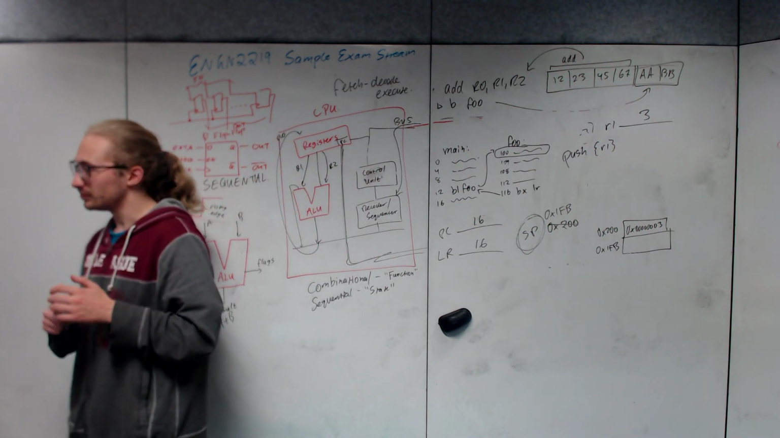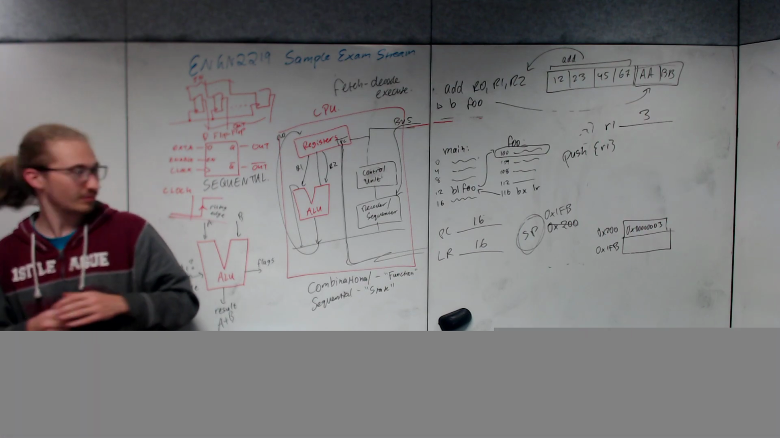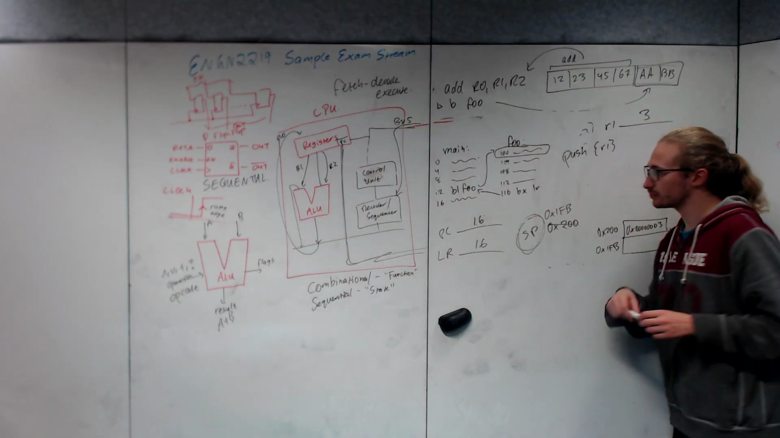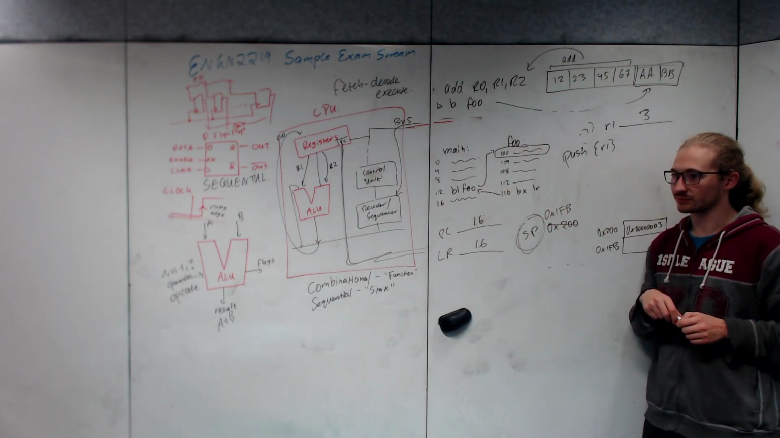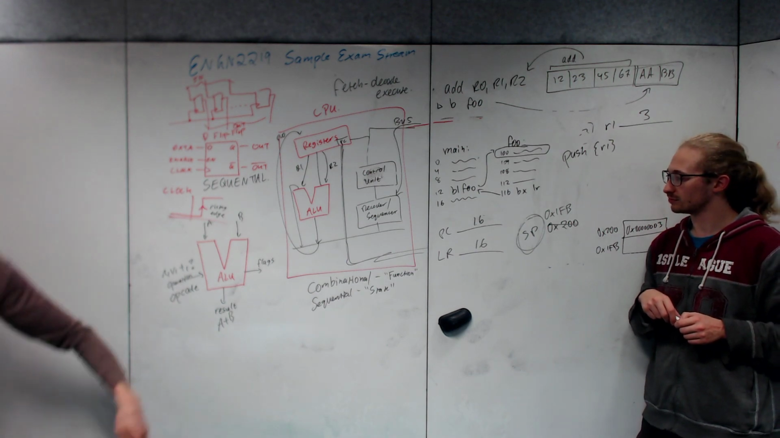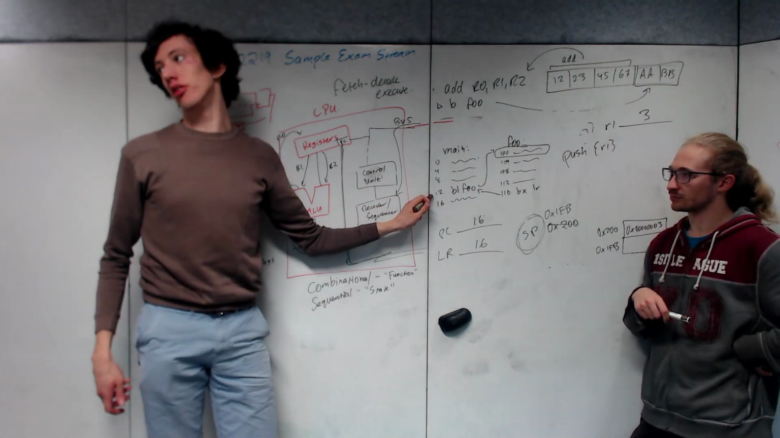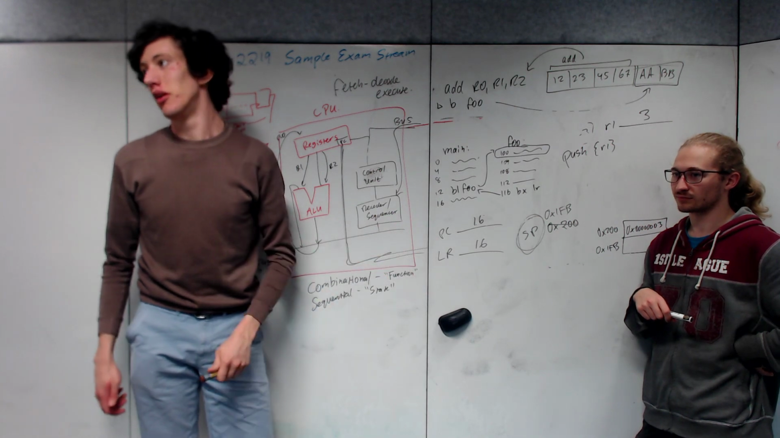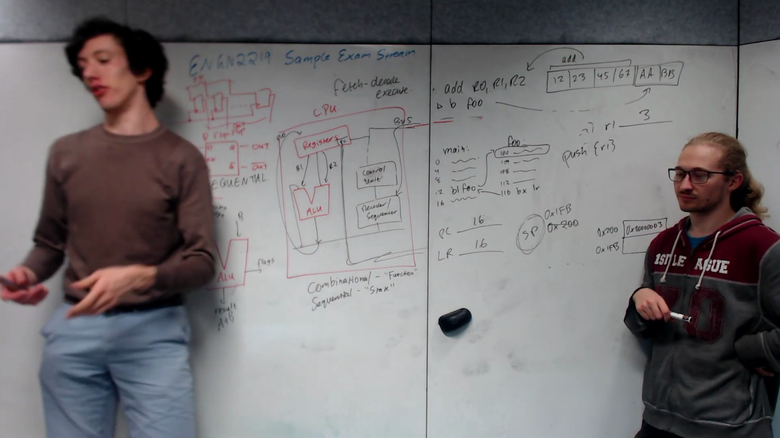Question? Yeah, so what's in LR after you've branched back? So branching back doesn't actually change the link register. Yeah, so after you branch back here, the link register will still point to that. The next time you branch with link, of course, it'll get overwritten.